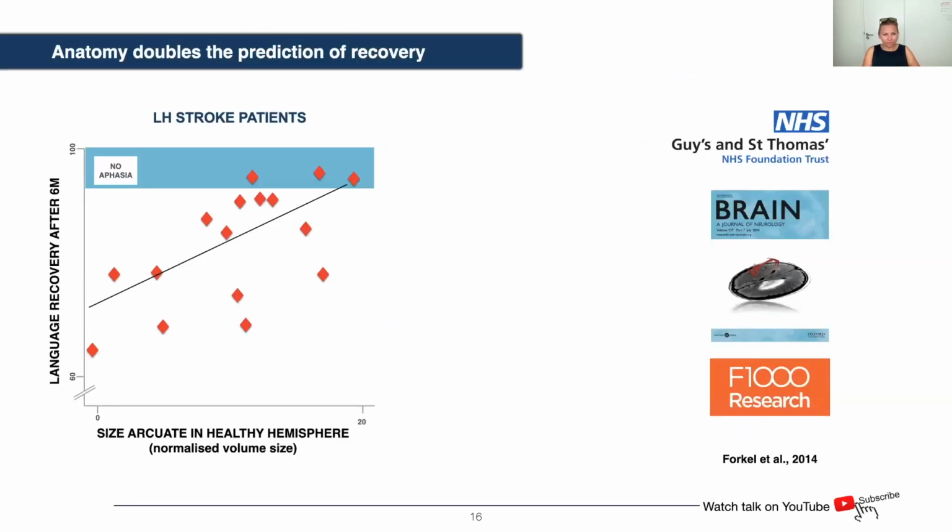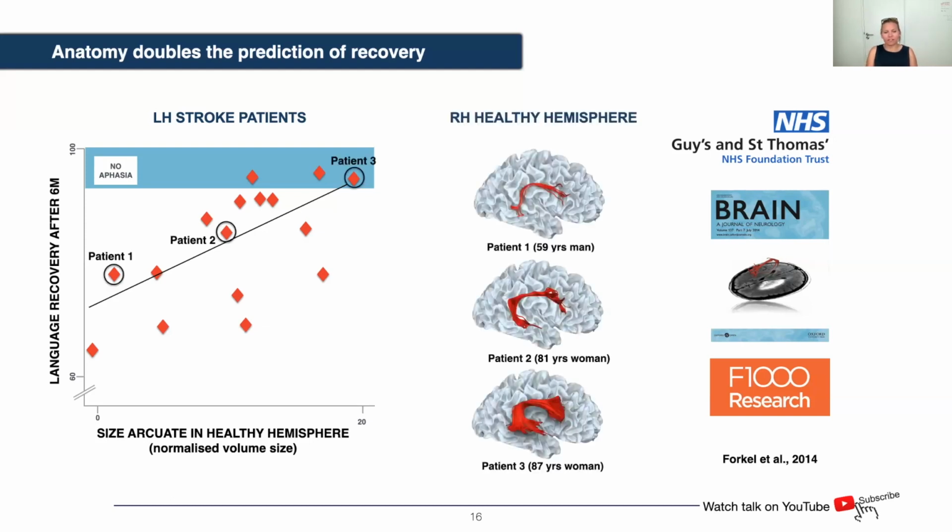So here's a clinical study where we worked with stroke patients who suffered a lesion to the left hemisphere, and they lost the ability to communicate or articulate or understand language. So different types of aphasia were included. As we mapped the arcuate fasciculus in those patients in the healthy right hemisphere. And what you can see here is that I highlighted three patients.